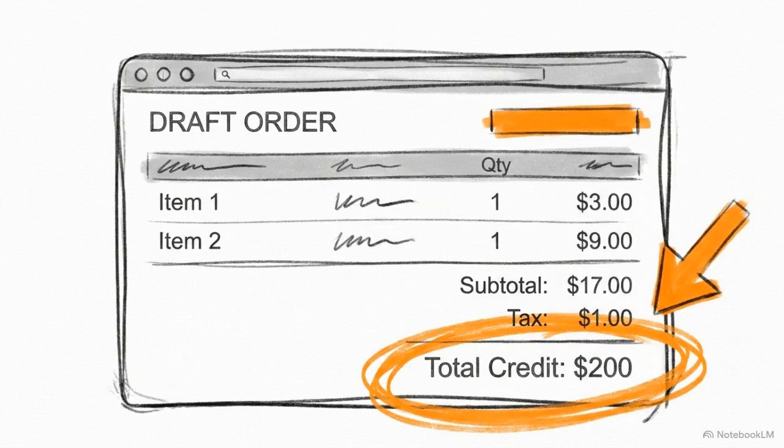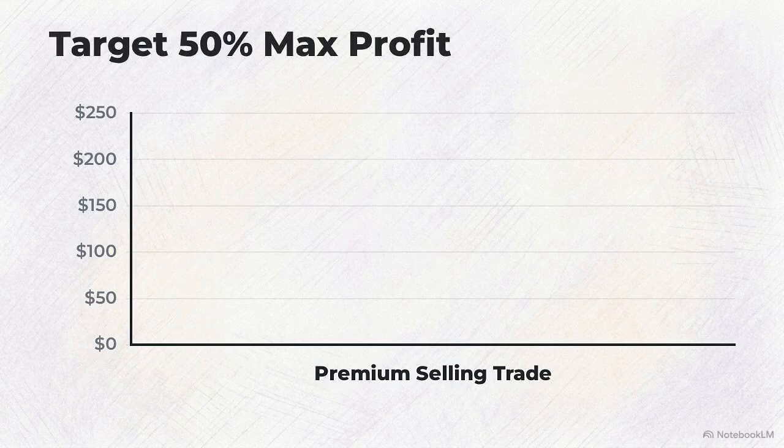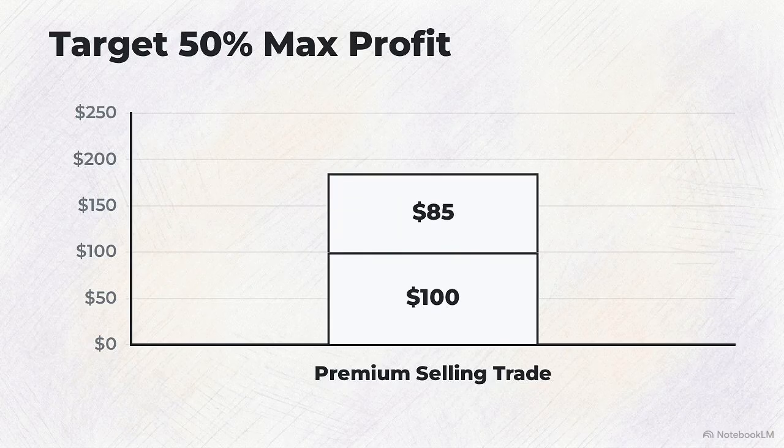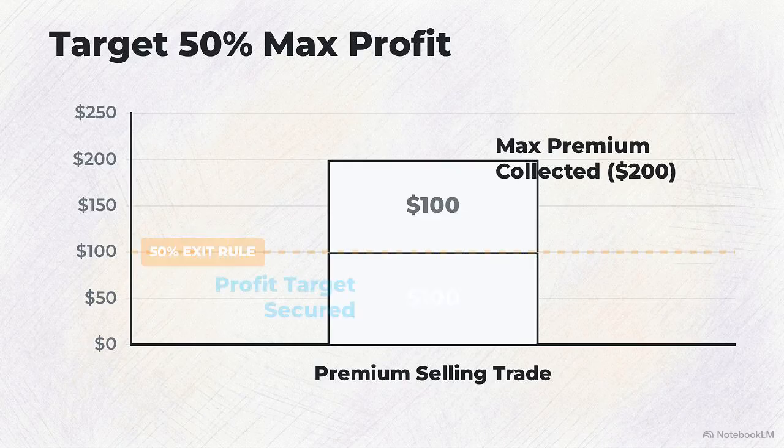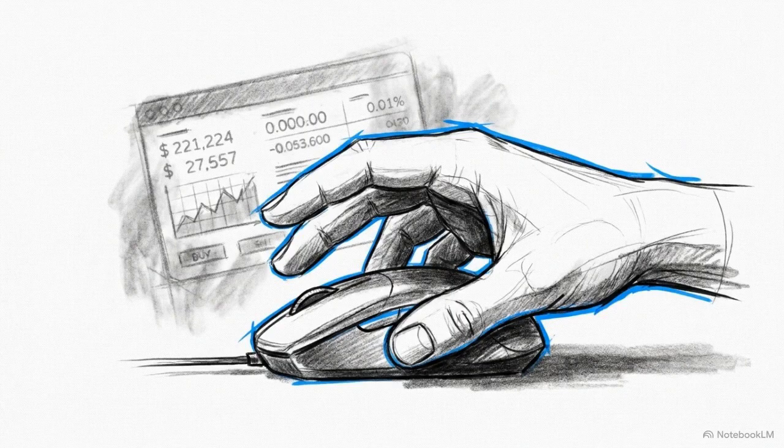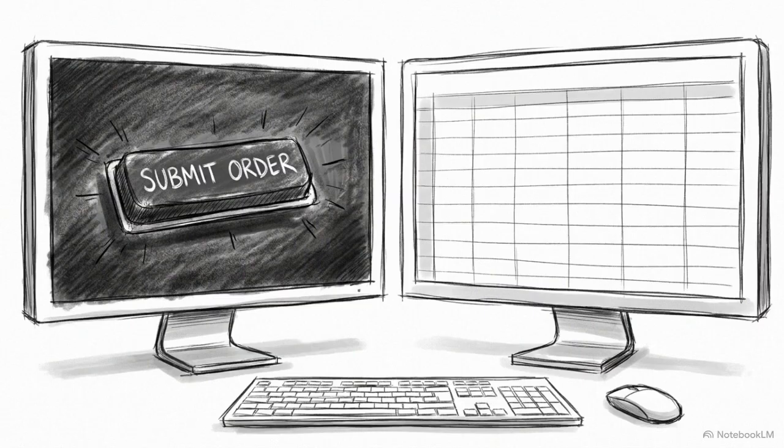Before you hit Submit, locate the total credit or premium collected on your draft order ticket. We use the 50% rule for premium selling. Plan an exit the moment the trade captures half its maximum profit. If you collect a $200 premium, your target is to close the position once you secure $100 in profit. Entering any position without a predetermined exit strategy creates unacceptable risk. The plan must exist before the order is active. Go ahead and submit the order.